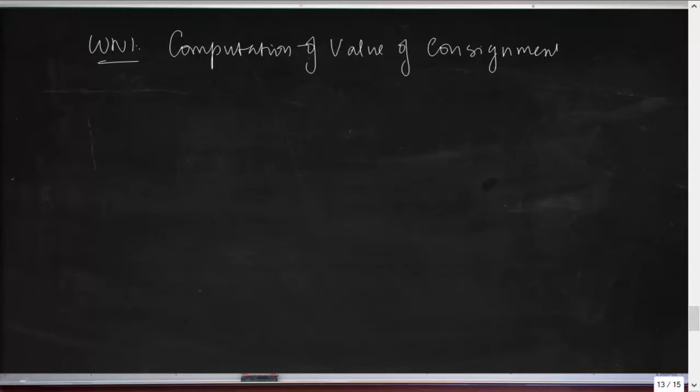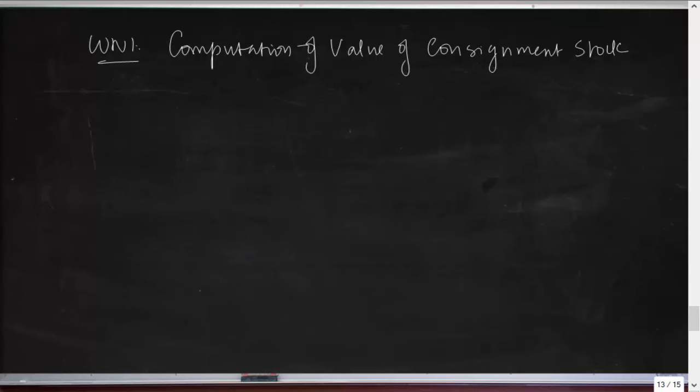Computation of value of consignment stock. Now, how will we find the value of this consignment stock? Basically, the basic cost plus the costs incurred till the point where the stock has been taken, or the cost incurred in bringing the stock to the present location. Let me repeat that: the cost incurred in bringing the stock to the present location. So all those costs can be considered.